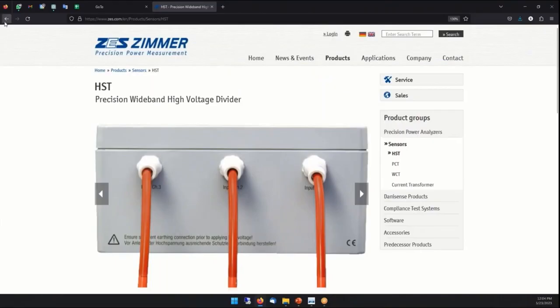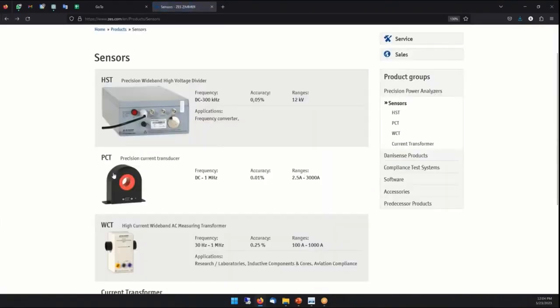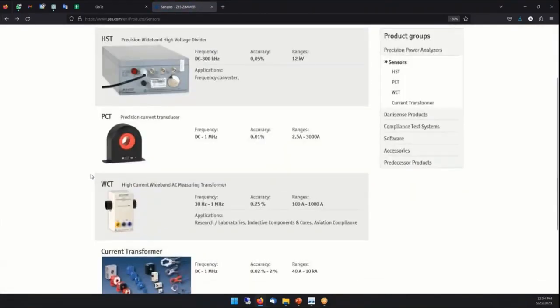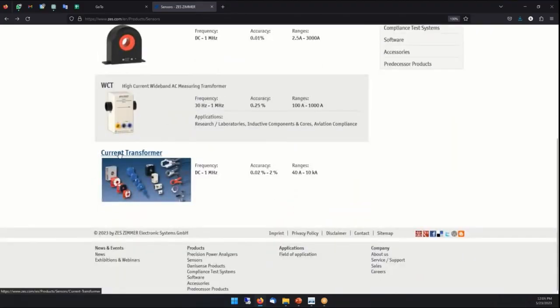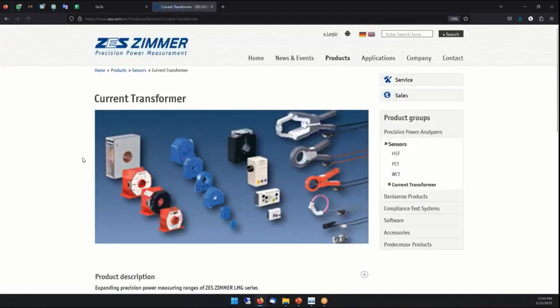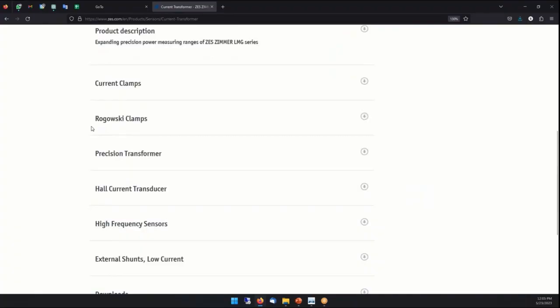And when it comes to current sensors, there we have a big variety. If you want the highest precision, I would suggest the PCT. It has accuracy of 0.01%. They are great sensors, very compatible with an LMG, or even if we are not using one. I mean, they are very good sensors. But apart from that, we also have other selections like current clamps, Hall sensors, and more.